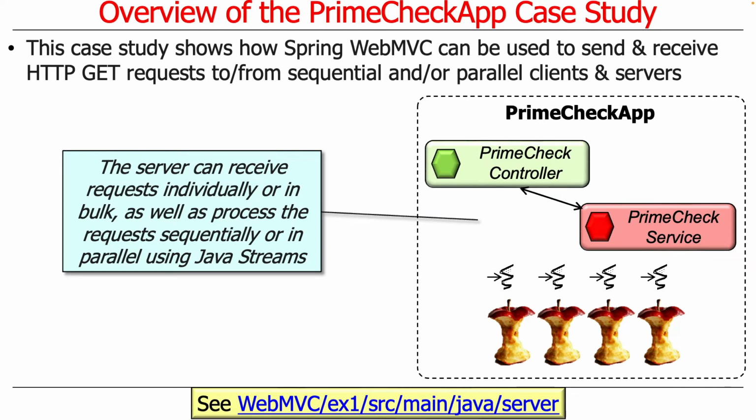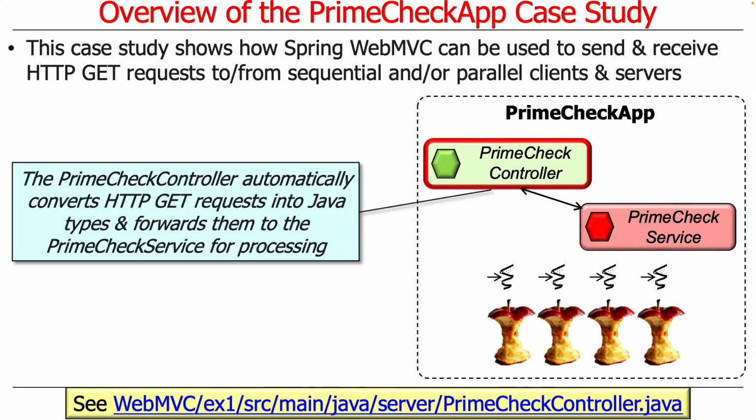The server, likewise, can receive requests either individually, one at a time, or in bulk, a list of these requests. It can also process the requests sequentially or in parallel using Java Streams and then send the results back to the client. So again, we've got all these different dimensions, and the program that we'll look at eventually is very cleverly written, so you just have to pass in a few flags, and it does the right thing. It allows us to do very fine-grained benchmarking of performance and show the pros and cons of the different approaches.